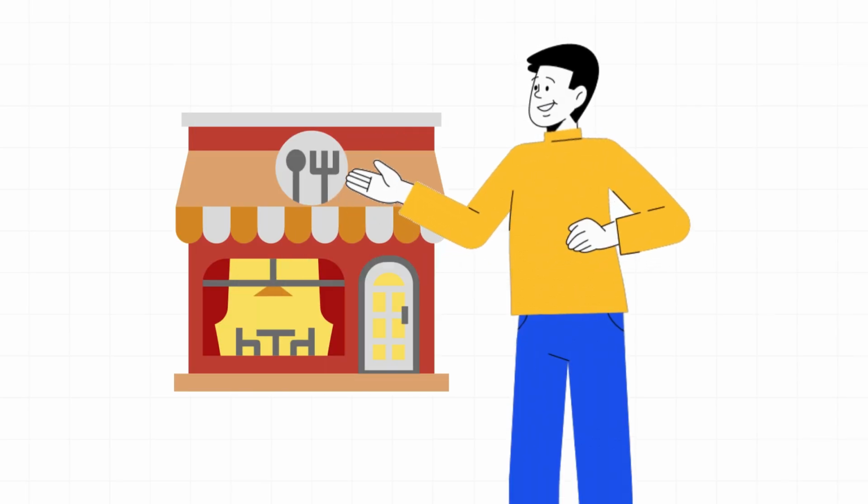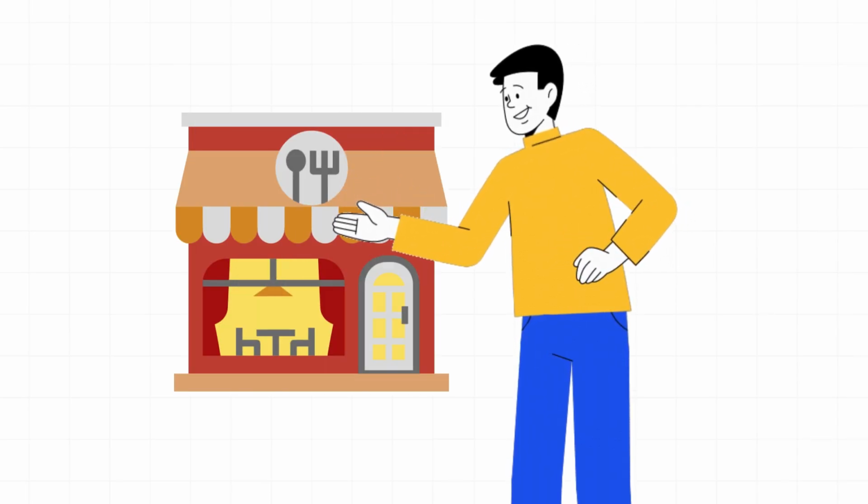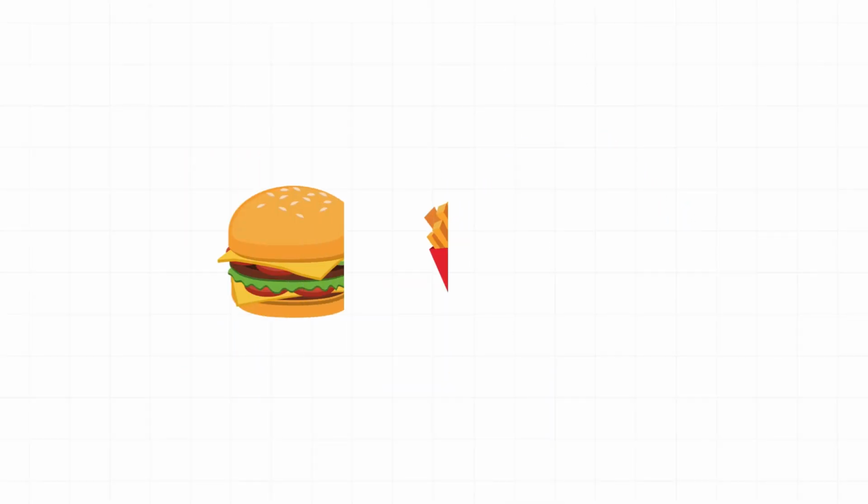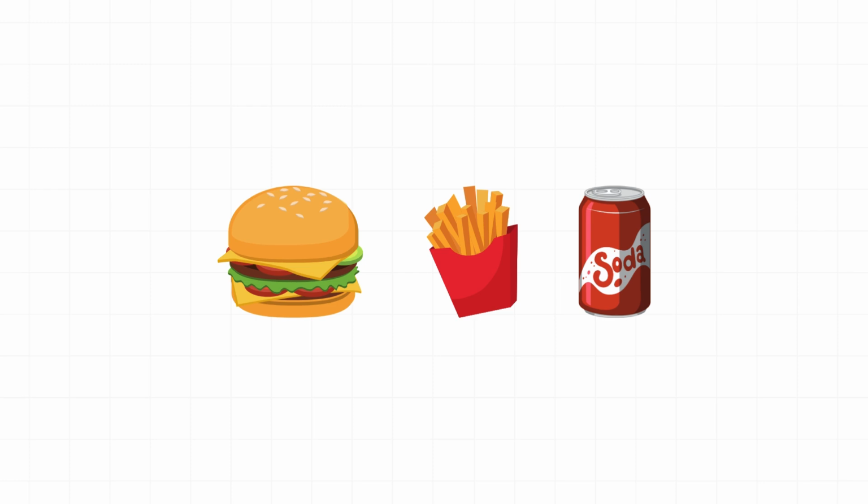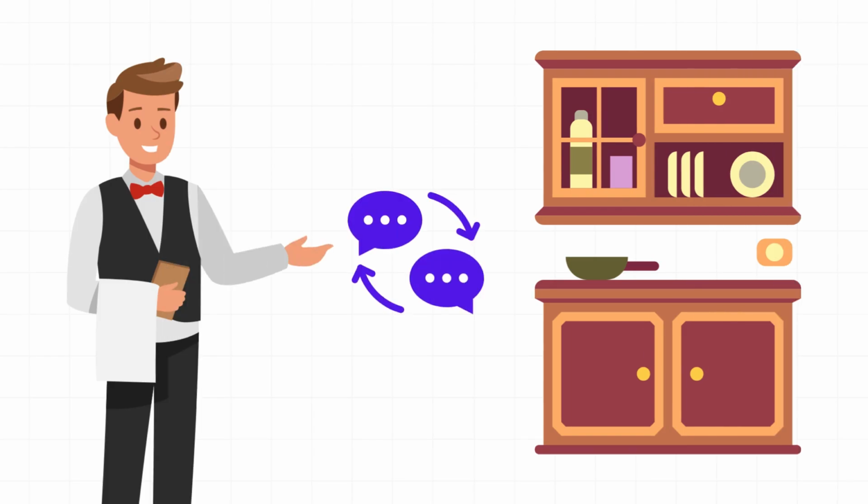You're at a restaurant. You sit down, glance at the menu, and tell the waiter, "I'd like a cheeseburger, fries, and a soda." You don't march into the kitchen, chop onions, or flip burgers yourself. The waiter takes your order, translates it into something the kitchen understands, and, like magic, your meal appears. Building modern software is a lot like that restaurant experience.